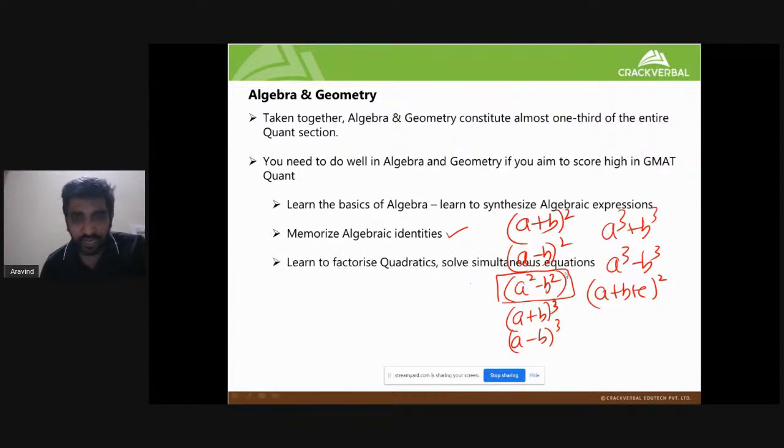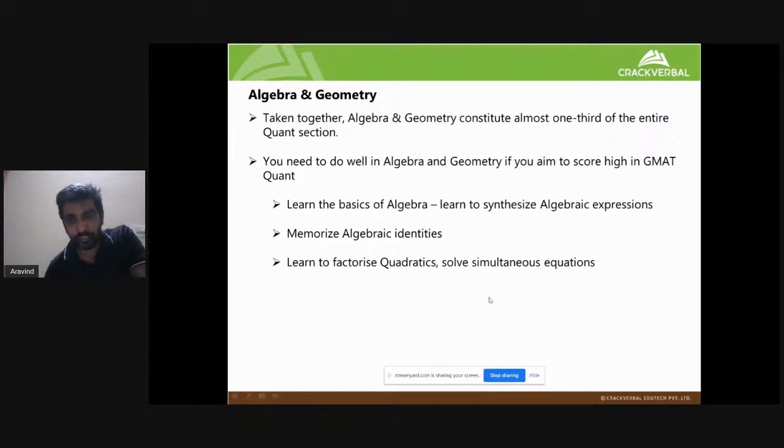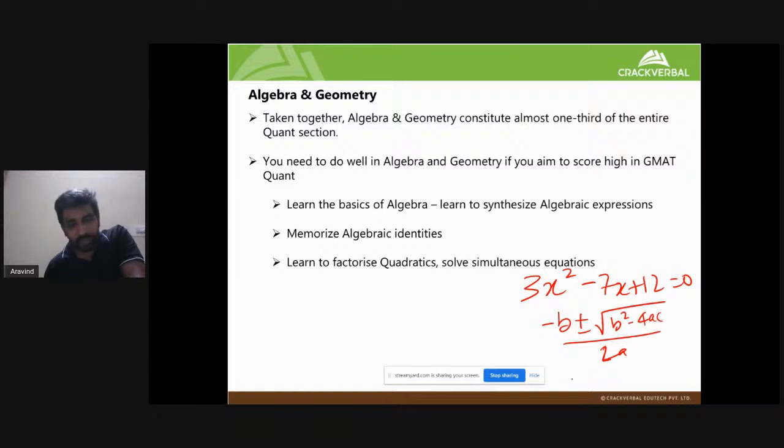You also need to learn how to factorize quadratics. If I give you a simple equation like 3x square minus 7x plus 12 equal to 0, you can't keep wasting time on using the formula. The formula is there, I agree, and you can find the roots of this equation using the formula, but it'll just end up taking a lot of time. And it gives scope for calculation mistakes. Whereas when you factorize, you're in a much better position to solve the quadratic equation. So please learn how to factorize quadratics. That's a very important element in your algebra preparation. Learn how to solve simultaneous equations, right?